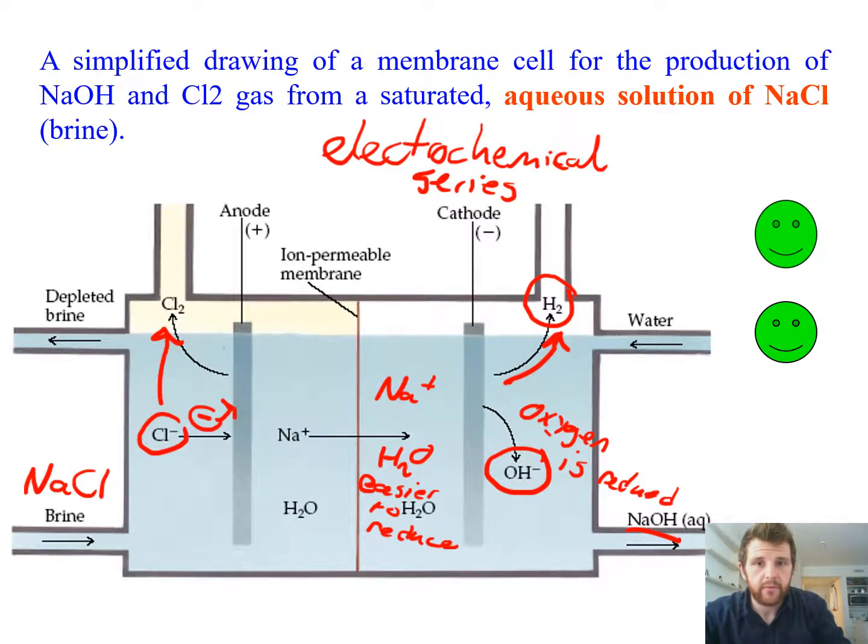So this is just looking at the electrochemical series. You're just looking at the reduction potentials. Whichever one is lowest on that list is going to get reduced first.